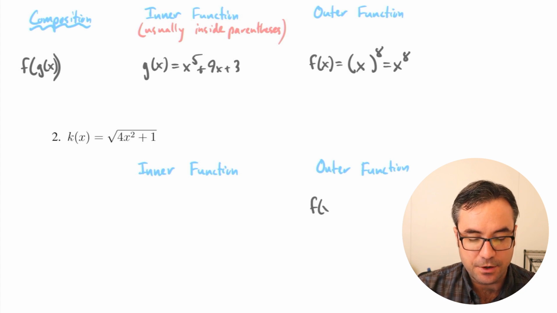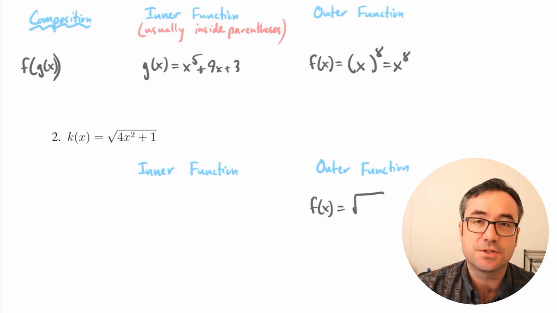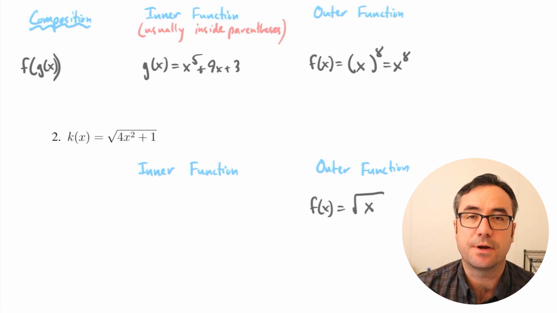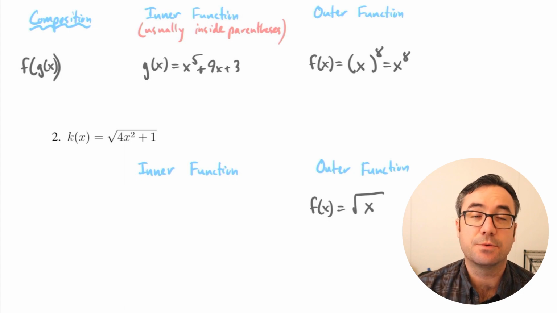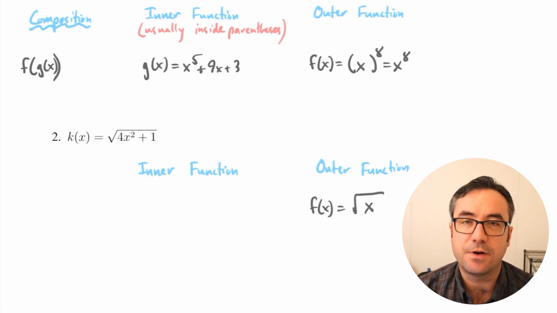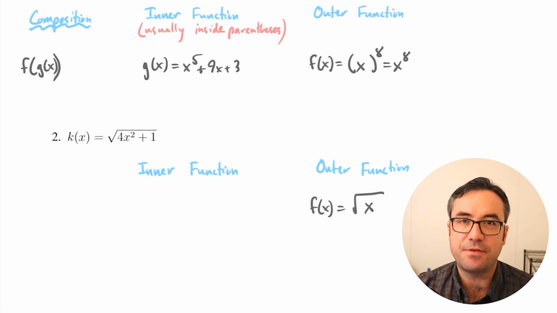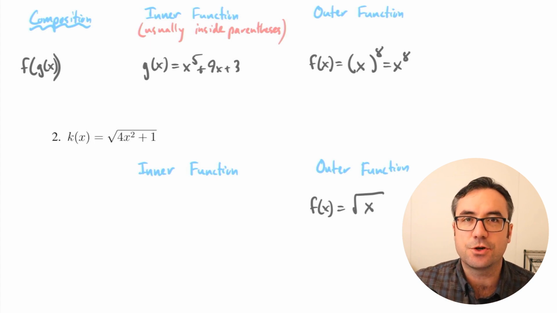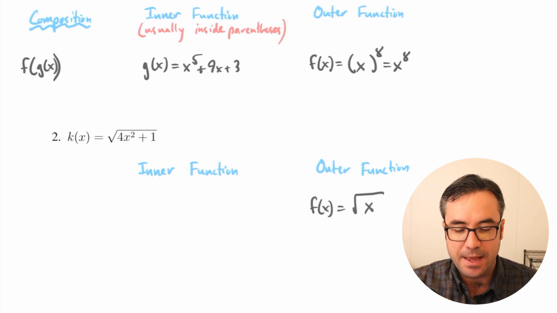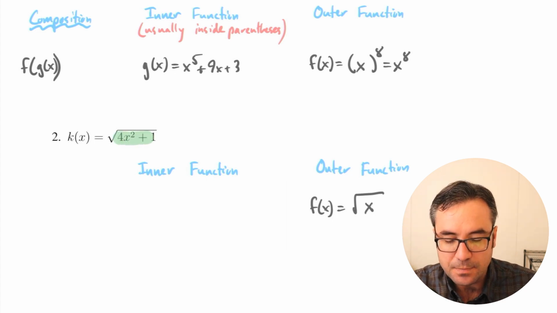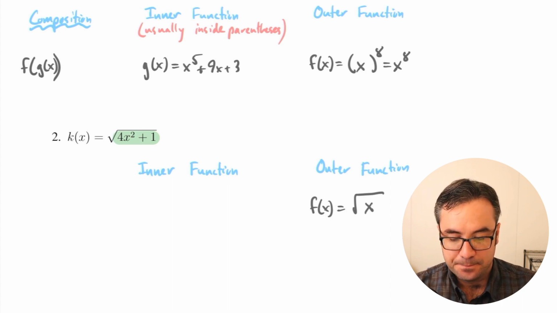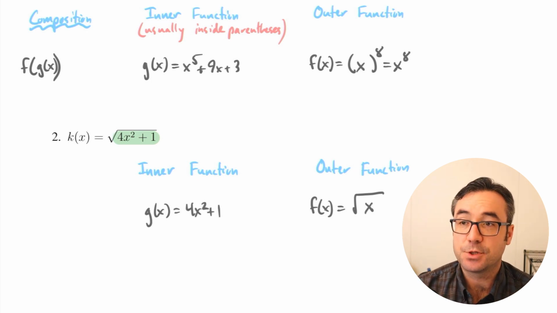So I'm going to call my outer function here f, and it's the square root. And just to give it a variable, I'm going to throw an x under there. So my outer function is the square root of x. Now what about my inner function? Well, the inner function is everything inside of the square root. So again, with the inner function, we're looking for the terms that are inside of the other function. And in this case, I see it right here. 4x squared plus 1. And we'll call this g of x. All right, so there's our inner function.